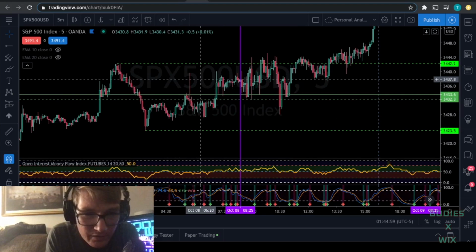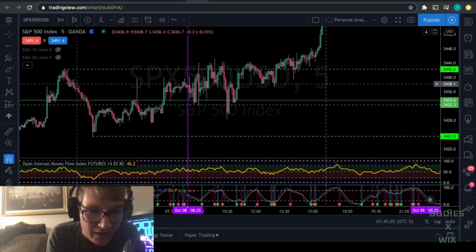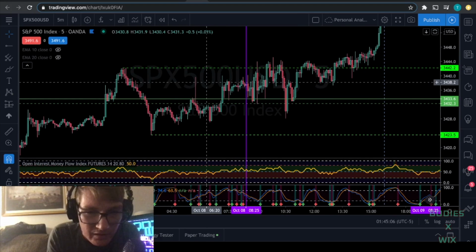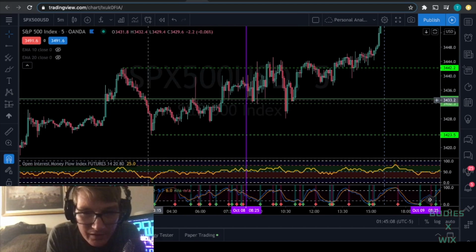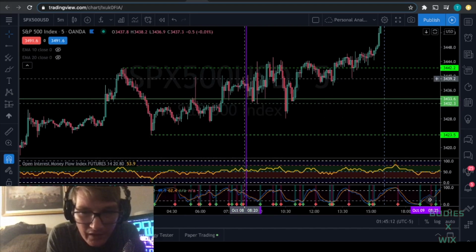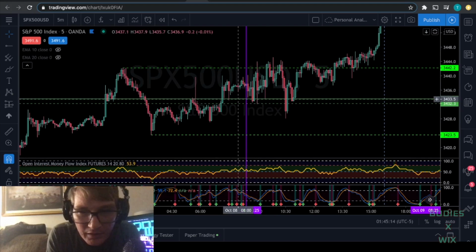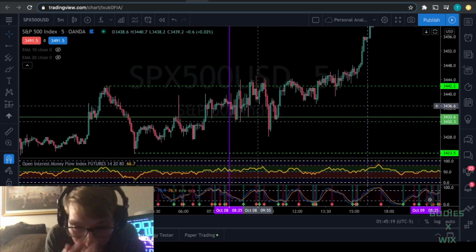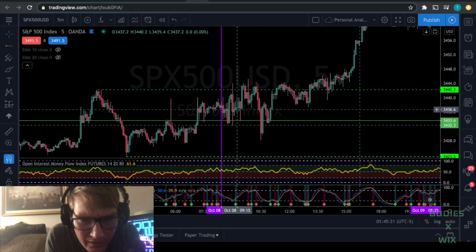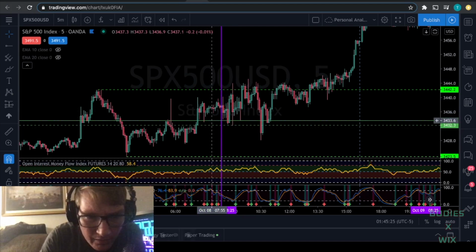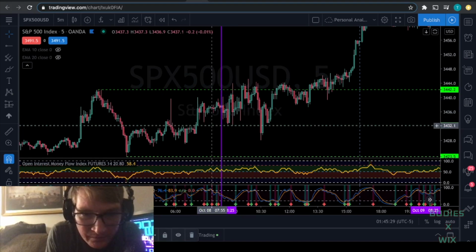Actually, never mind. I was going to say, if the session is a consolidation, and it gets above that or below that, and it closes on the 5-minute candle, more than likely you're guaranteed that it is going to go in that direction. So if we take a look at this, I don't even know what this green line is here, to be honest, so I'm going to get rid of it.